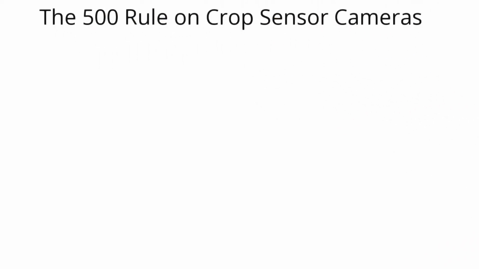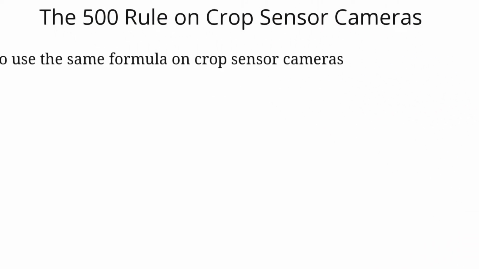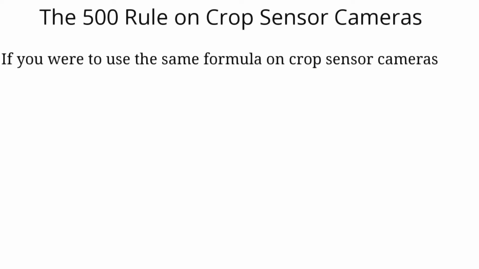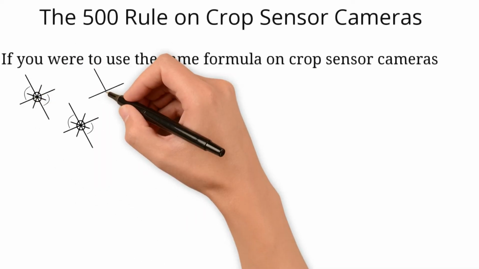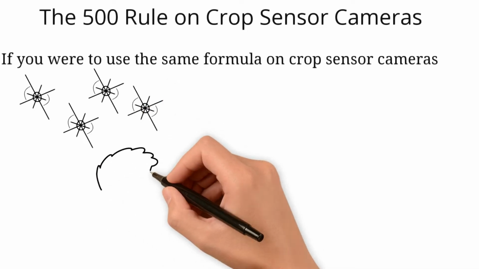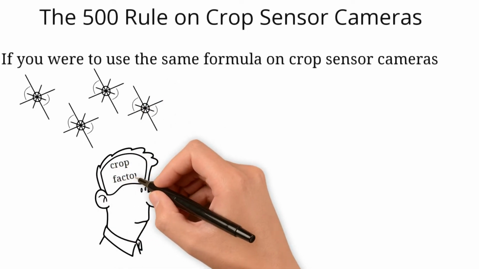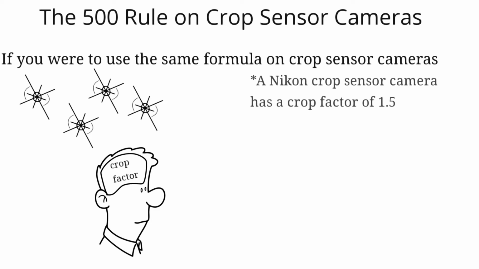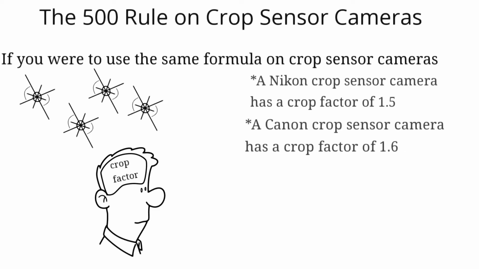The 500 Rule on crop sensor cameras. If you were to use the same formula on crop sensor cameras, you will end up with blurry stars, and you don't want that. First, make sure you know the crop factor of your camera. A Nikon crop sensor camera has a crop factor of 1.5. A Canon crop sensor camera has a crop factor of 1.6.